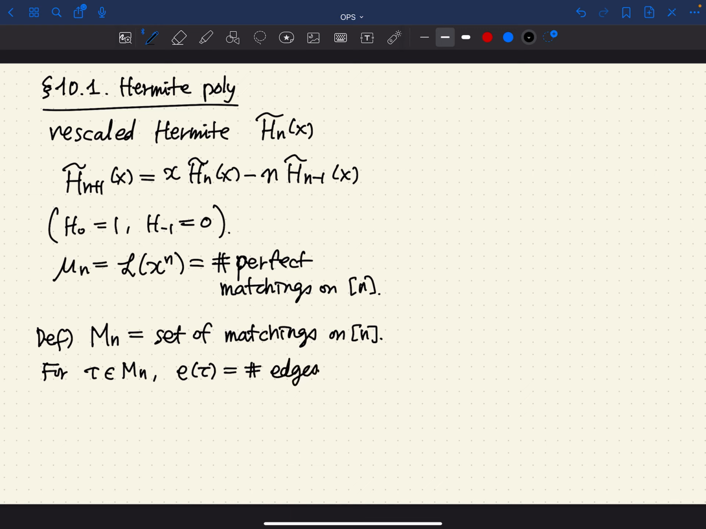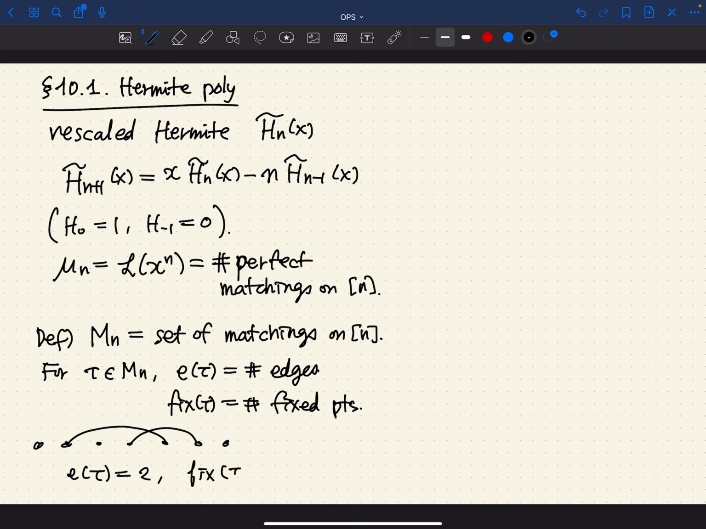A matching is an object consisting of edges and fixed points, or singletons. And fix is the number of fixed points. So for instance, if we have a matching like this, if tau is this, what is the E of tau? The number of edges is 2, and the number of fixed points is 1, 2, 3, like that. Okay.